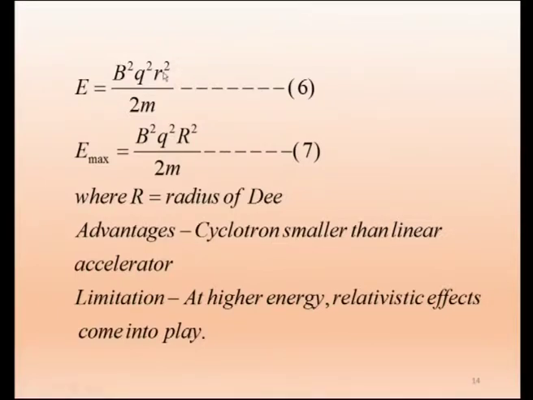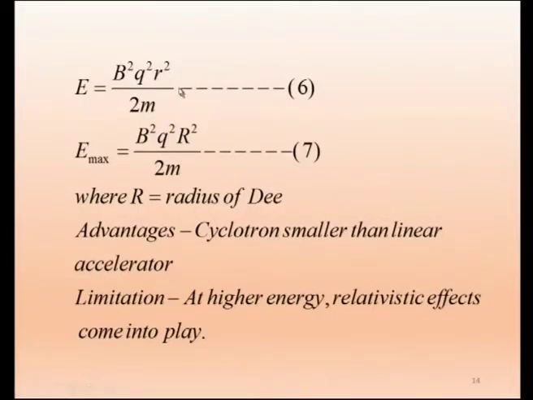Now as we said, the particle starts accelerating from the center, and every time it takes an increase in radius. Finally at the end of the D, it will come out. Therefore we write that r is equal to capital R. What is that capital R? That is the radius of the cyclotron, or the radius of the D we are considering. So instead of small r we put capital R, where R is the radius of the D.